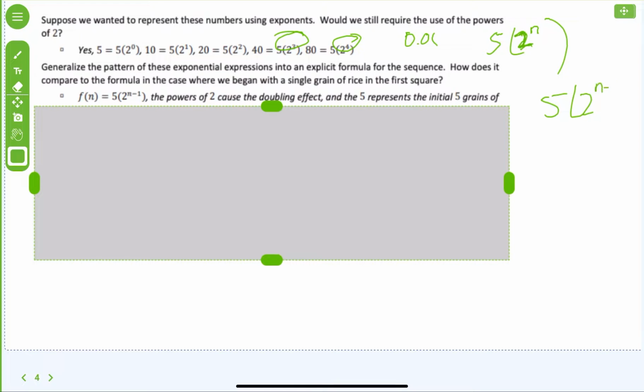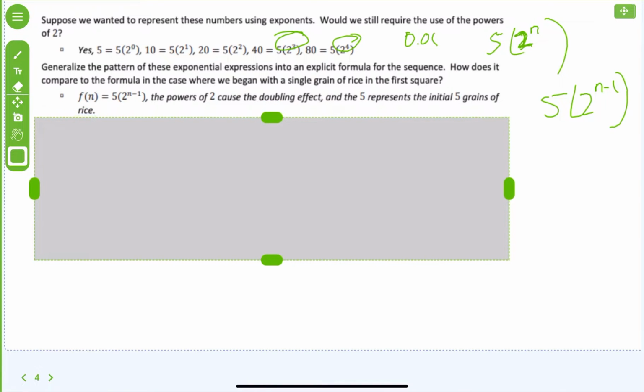Okay. So if it was a single grain of rice, we would have to say 2 to the n minus 1 because we're not starting out with our factor, okay? The power of 2 causes the doubling effect, and the 5 represents the initial 5 grains of rice.